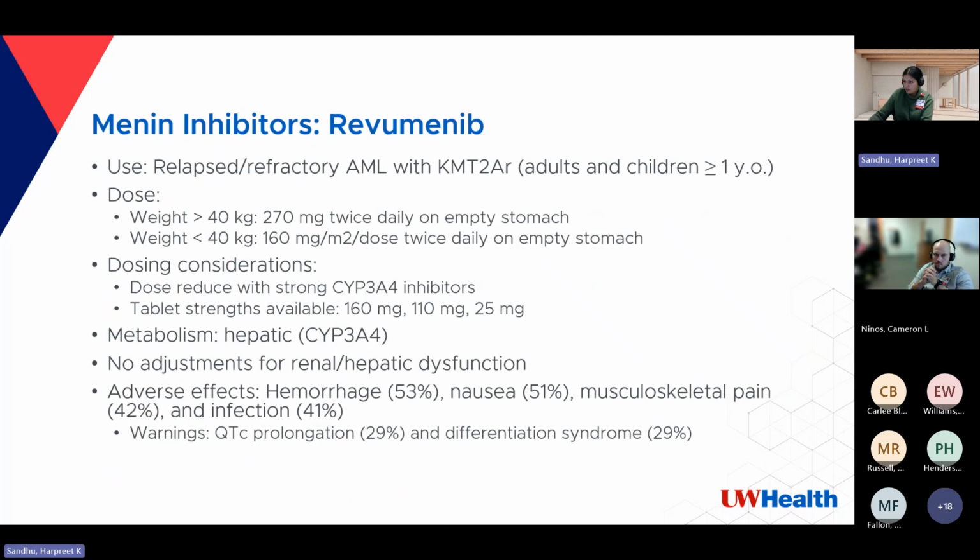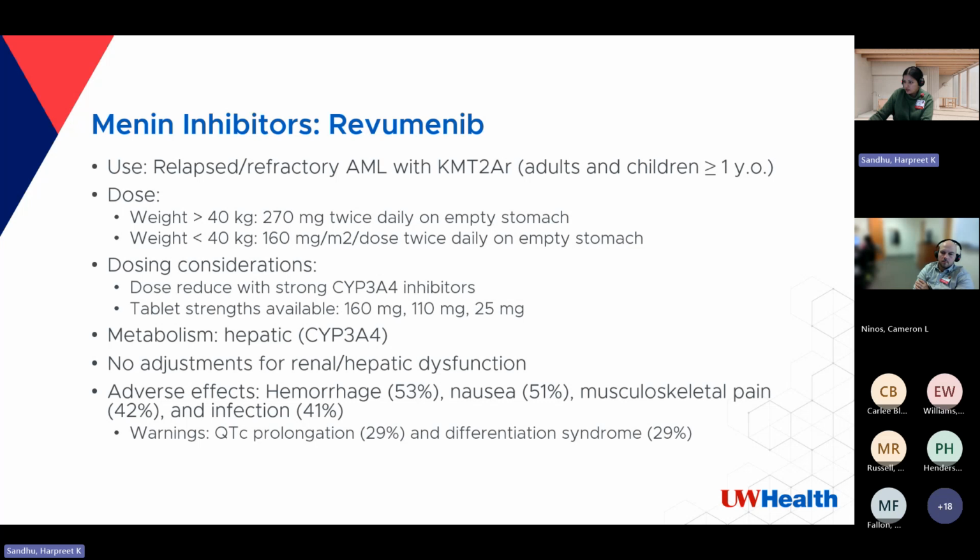So a little bit about revumenib. It's currently approved for use in relapsed refractory AML with KMT2A rearrangement in adults and pediatrics, so children 1 year old or greater. If a patient is greater than 40 kilos, the dose would be 270 milligrams twice daily on an empty stomach. And then for mostly our peds patients or other patients weighing less than 40 kilos, it is dosed based on BSA, again, twice daily on an empty stomach.